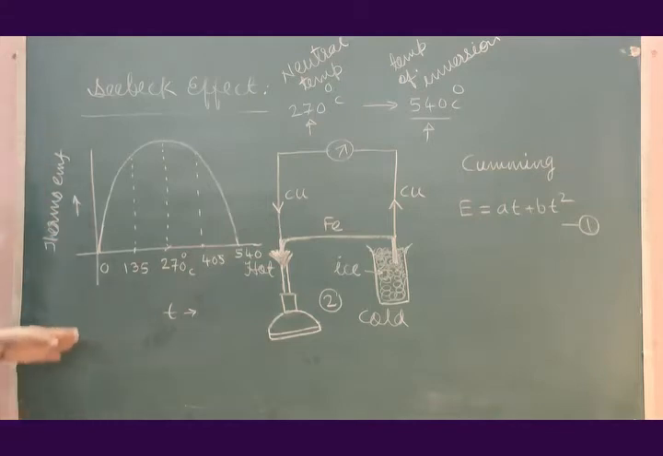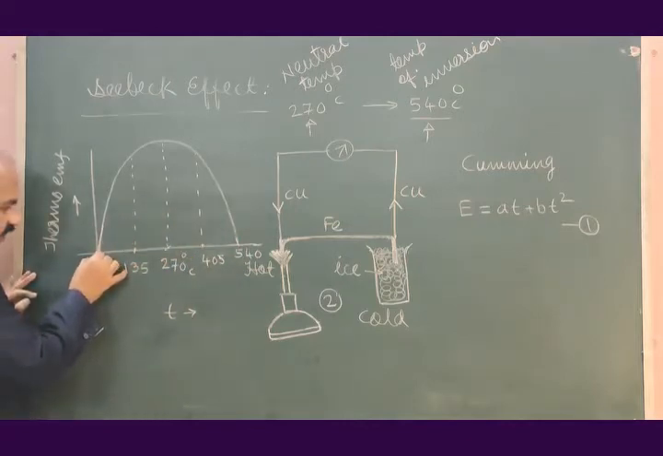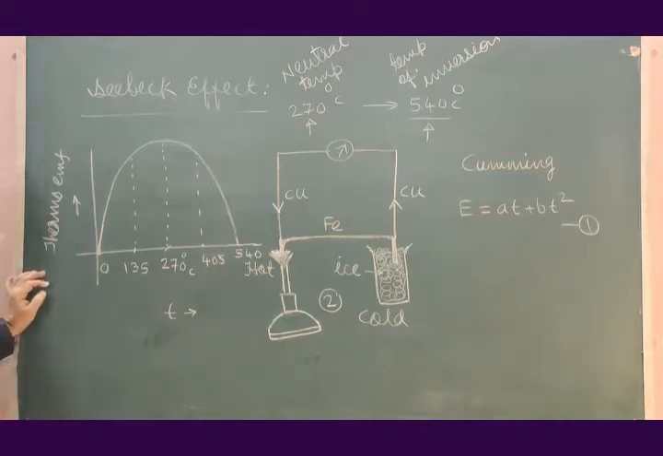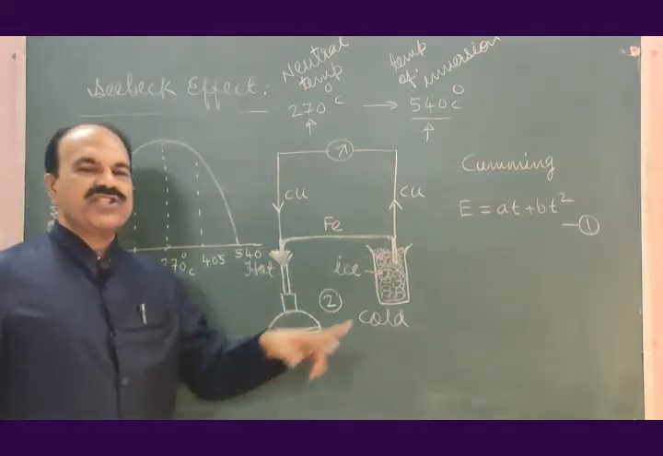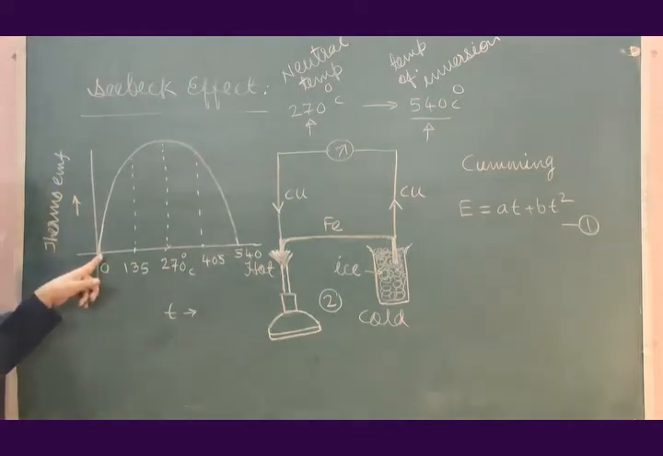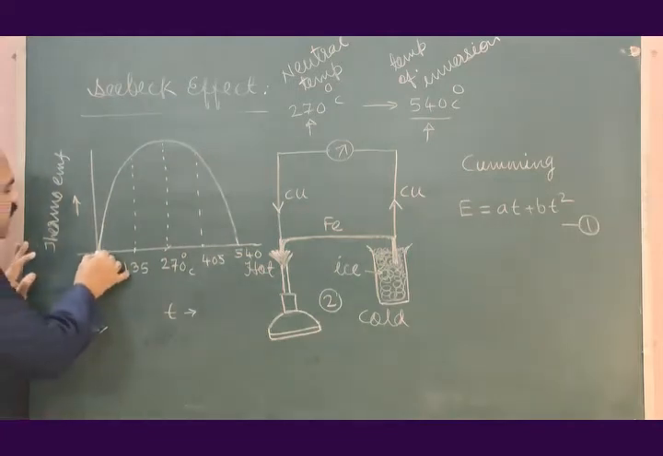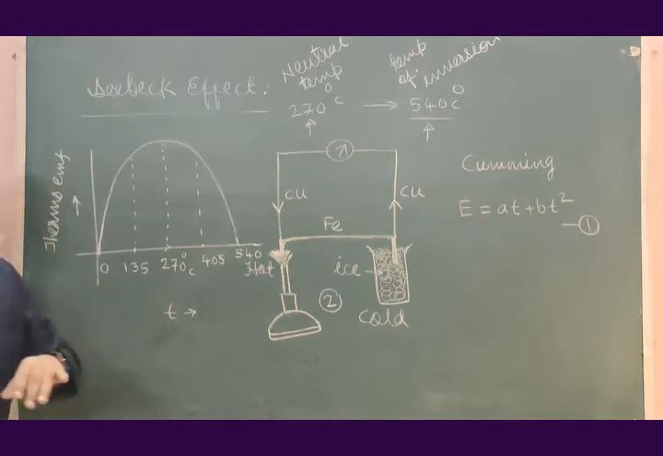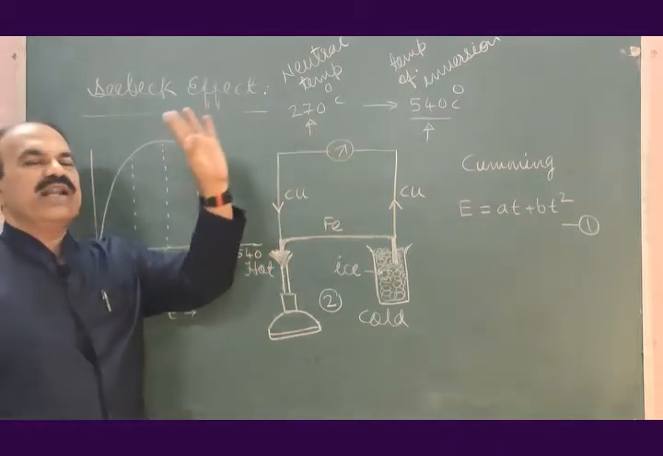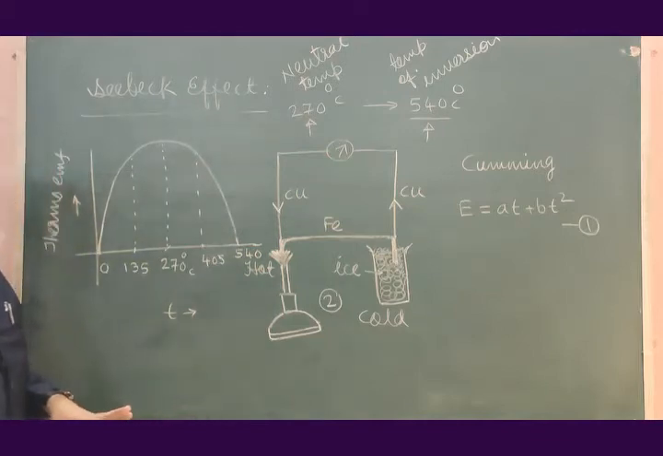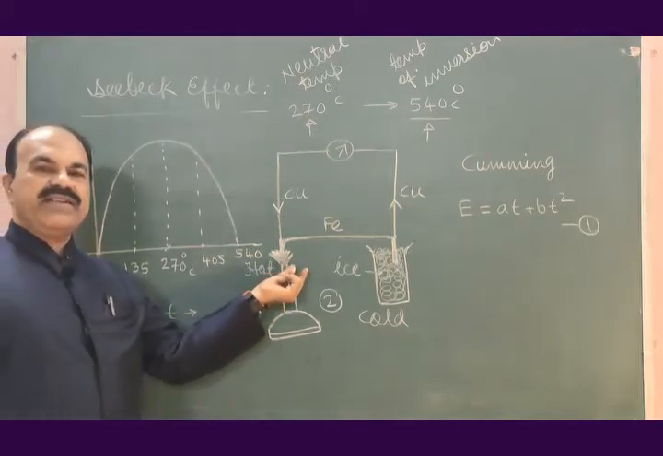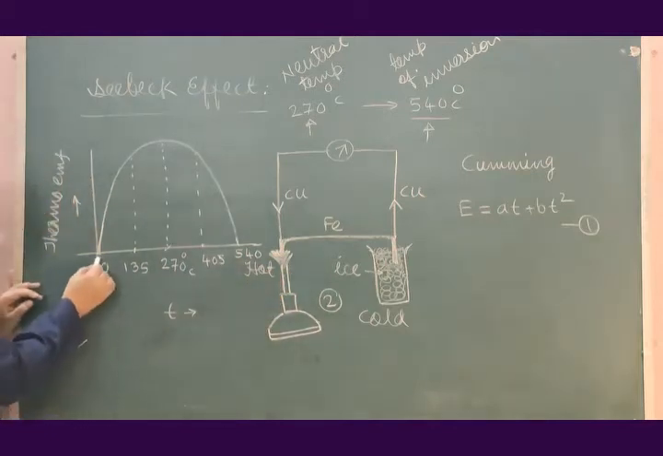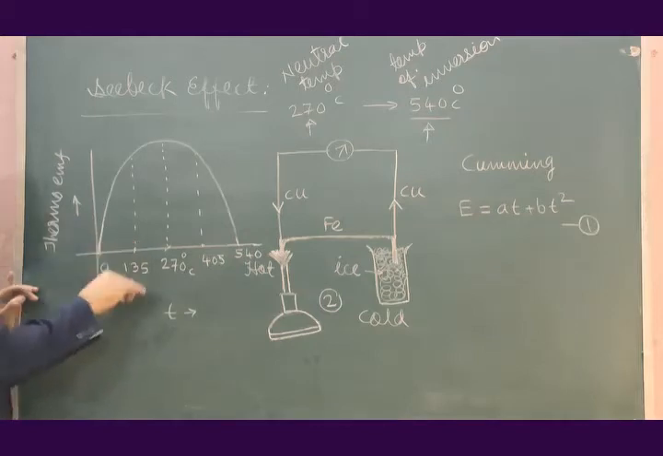Thermo EMF generated is taken on the y-axis, and temperature is taken on the x-axis. When the temperature difference is 0, that is, when this junction and this junction are both at 0 degrees Celsius, the EMF generated is 0. There is no EMF, and therefore no current through the galvanometer. When heating is started at this junction, the temperature increases. This temperature may be noted.